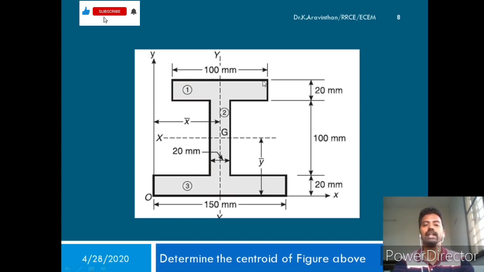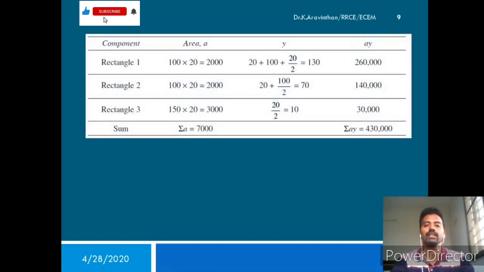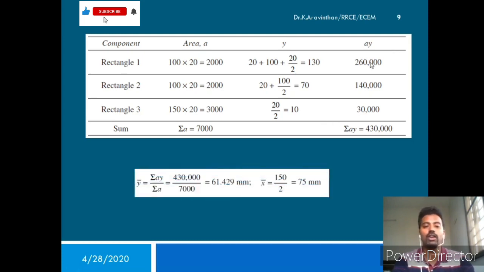First you have to make it into simple shapes, that is first rectangle, and from here to this point is second rectangle and third rectangle. You have to find the centroid of each and every rectangle, 3 rectangles, and you can apply the formula to find the y bar. The component a into x is not given here. Why? Because due to symmetry x bar is taken as 75 mm. Now let us concentrate on y bar here.